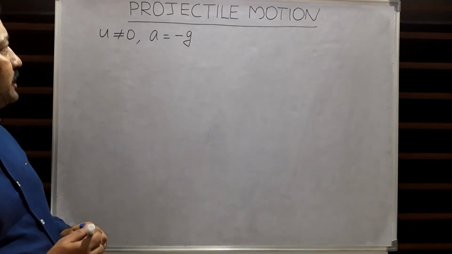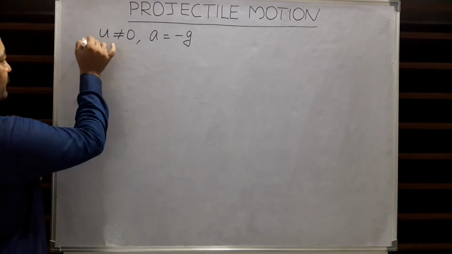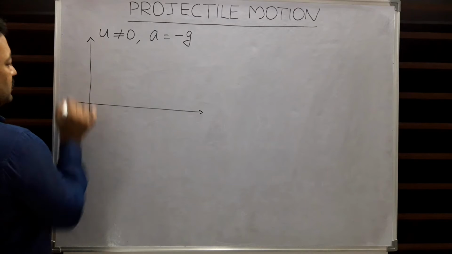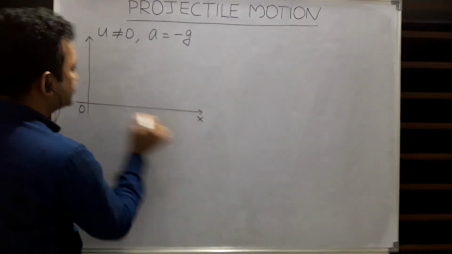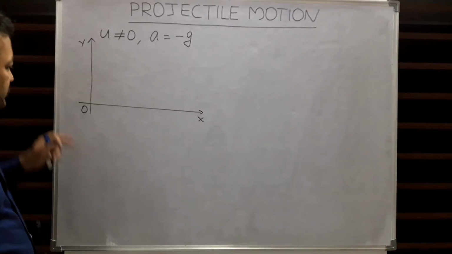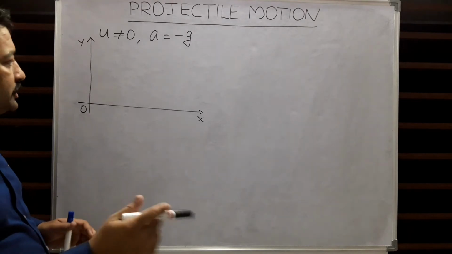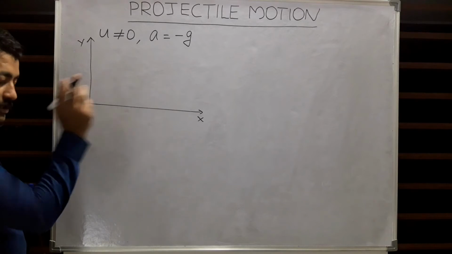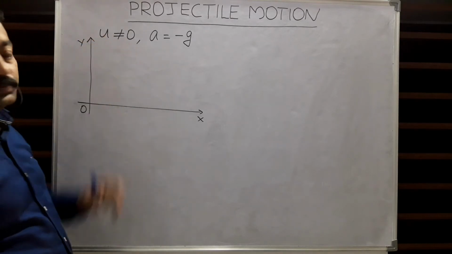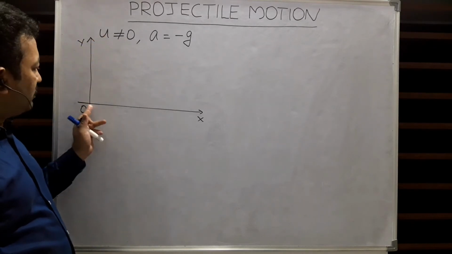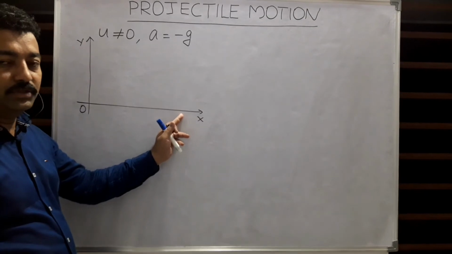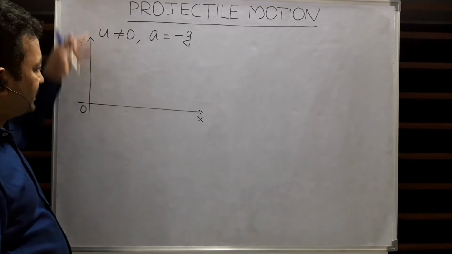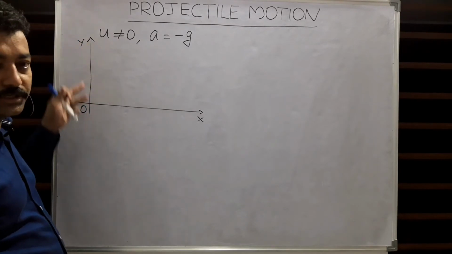To describe the projectile, let us have a two-dimensional Cartesian coordinate system, say origin O, X and Y. The initial parameters that we know about the projectile are O, which is the point of projection, and U. U can be either along the x-axis, which we call a horizontal projection, or along the y-axis, which we call a vertical projection.